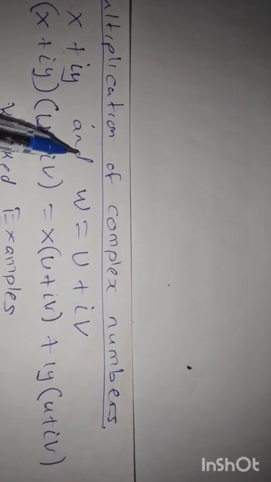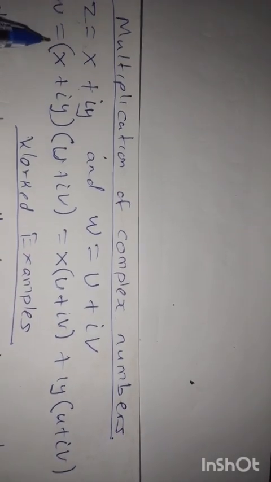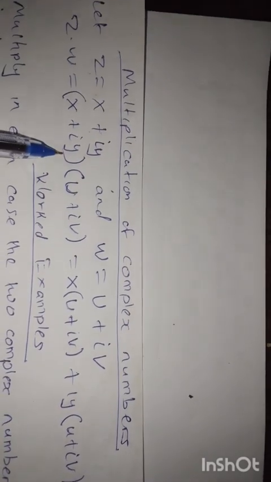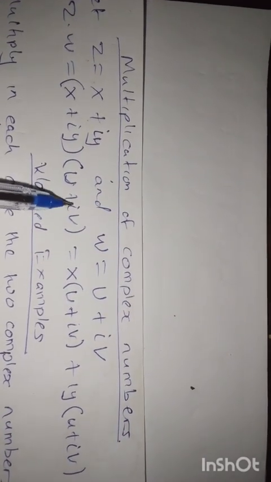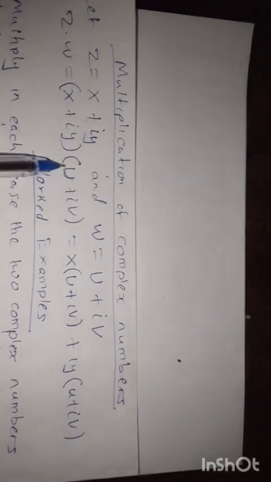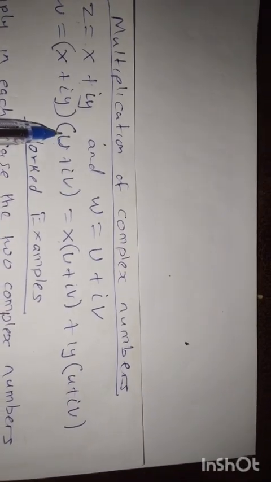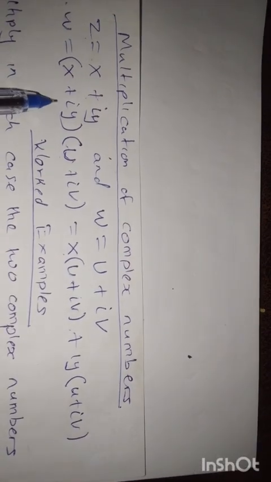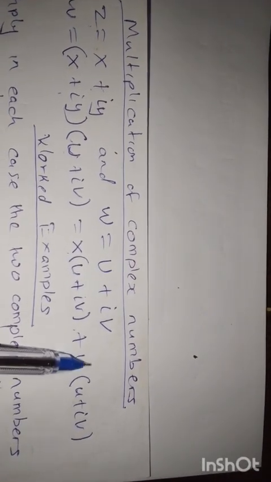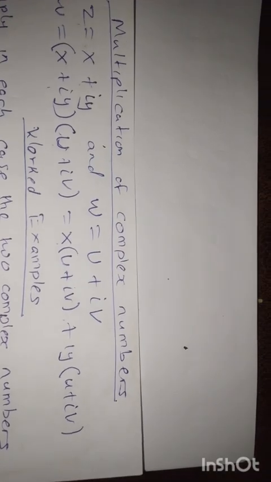To multiply two complex numbers, multiply the numbers as if they were ordinary binomials. Suppose you want to multiply these two complex numbers z and w. z multiplied by w is equal to x plus iy multiplied by u plus iv. So it will be equal to x multiplied by the whole of w plus iy multiplied by the whole of w. That's how you multiply when it comes to complex numbers.